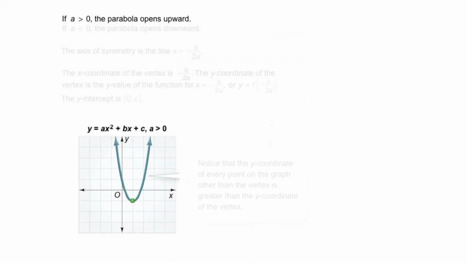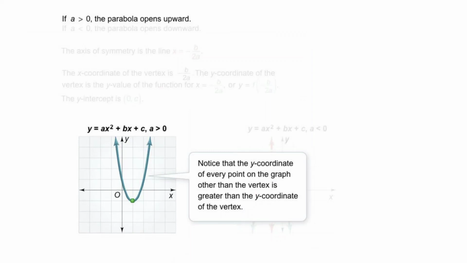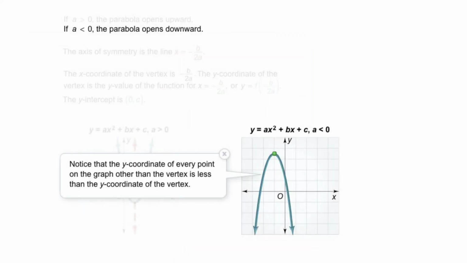Note the graph below. Notice that the y-coordinate of every point on the graph other than the vertex is greater than the y-coordinate of the vertex, meaning the parabola opens upward and the vertex is a minimum. If a is less than 0, the parabola opens downward. So notice the y-coordinate of every point on the graph other than the vertex is less than the y-coordinate of the vertex. And the parabola opens downward, and the vertex is a maximum.